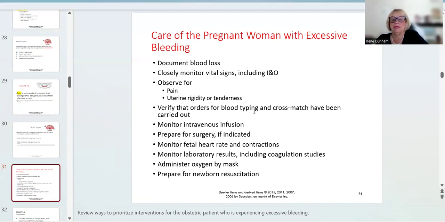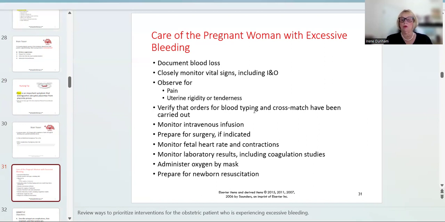Verify that orders for blood typing and cross-match have been carried out. Absolutely. You're going to get labs when a patient comes in. You're going to do a CBC. You may do some blood clotting factors because she could have low platelets and would set her up for a DIC. So I'm going to make sure that I do a blood clotting.